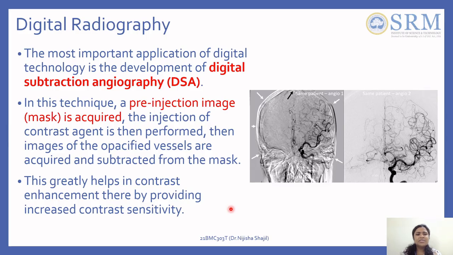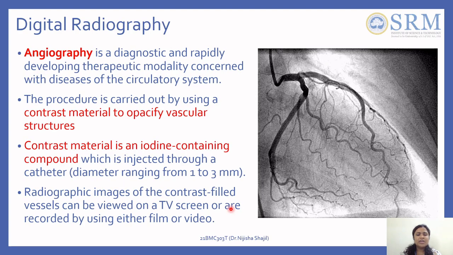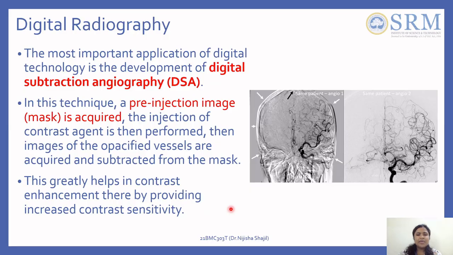So what do you mean by digital subtraction angiography? We already saw angiography where you send a dye and you take the image. You have something called digital subtraction angiography. In that case, what you do is you take the image first before you give the contrast agent, and you take another image after giving the contrast agent.